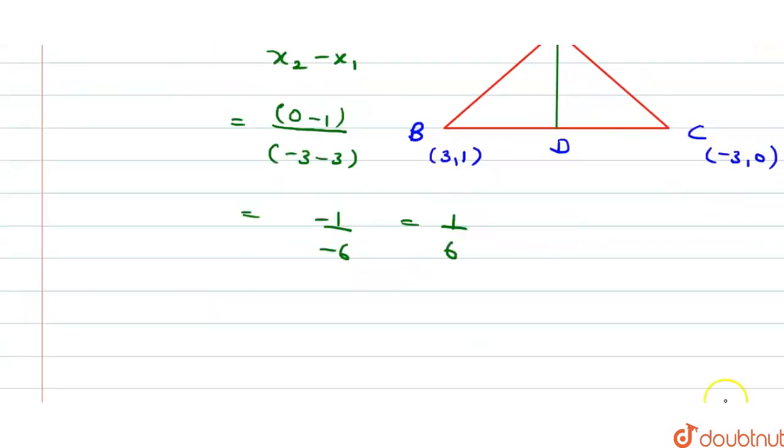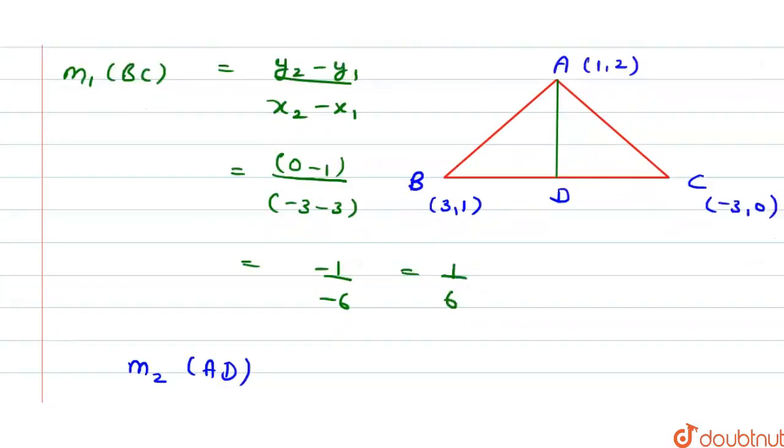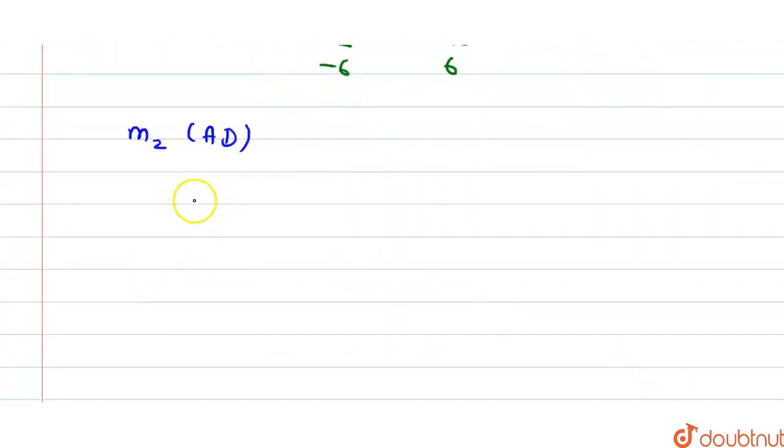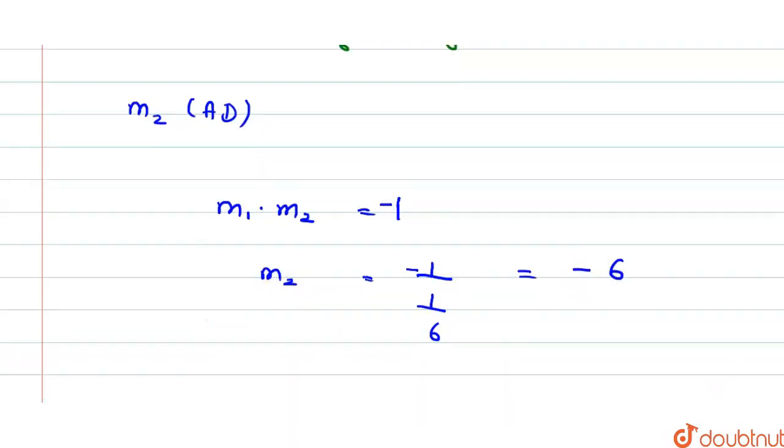Now let the slope of AD be M2. Then AD is perpendicular to BC because AD is an altitude. So the product of M1 and M2 will be -1, and my M1 is 1 by 6. So M2 will be -1 upon 1 by 6. So from here we have got that M2 is -6.